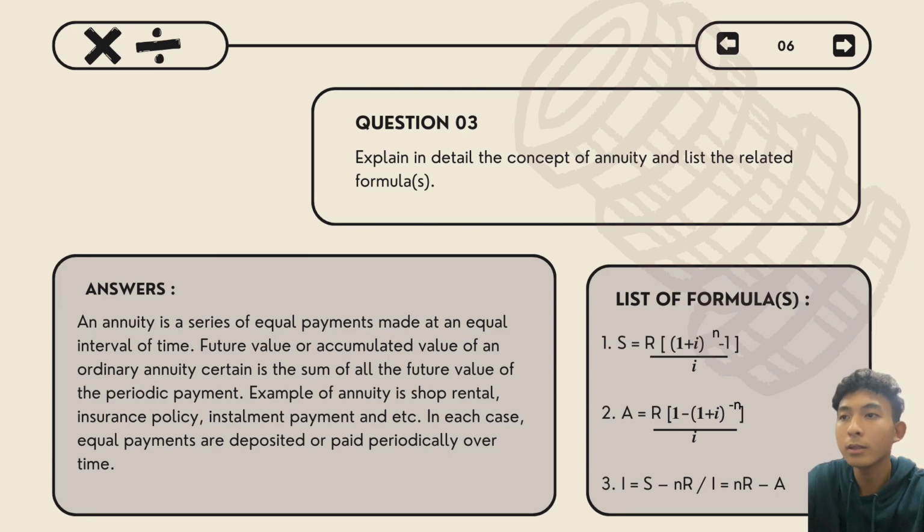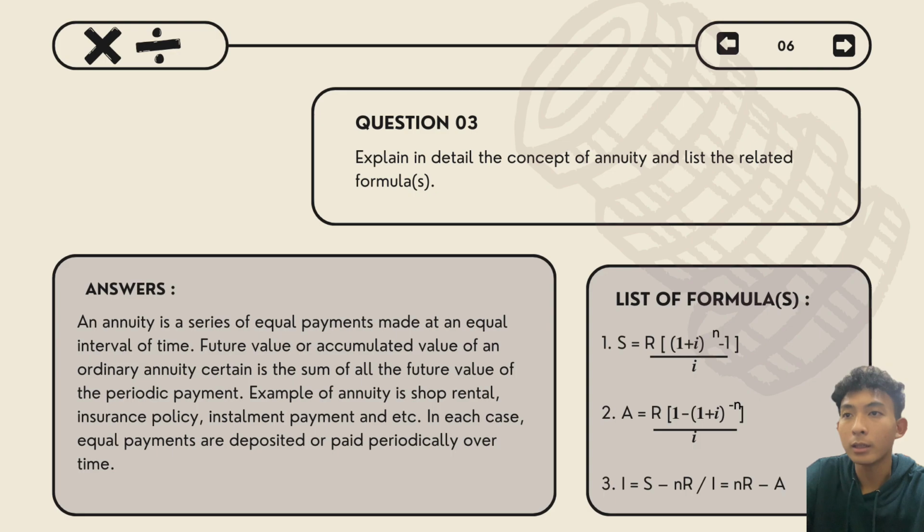And so the answer is, an annuity is a series of equal payments made at an equal interval of time. Future value or accumulated value of an ordinary annuity certain is the sum of all the future values of the periodic payments. Examples of annuity are shop rental, insurance policy, installment payment, and otherwise. In each case, equal payments are deposited or paid periodically over time.